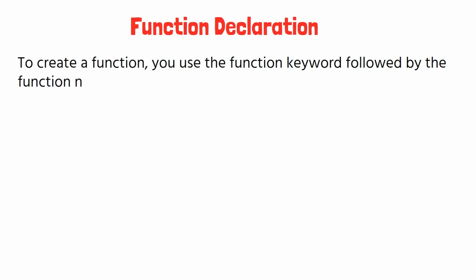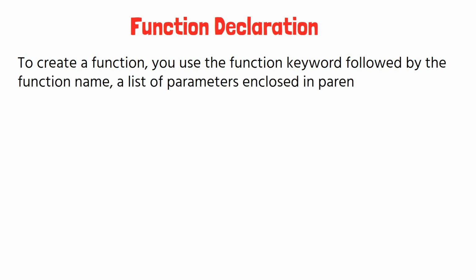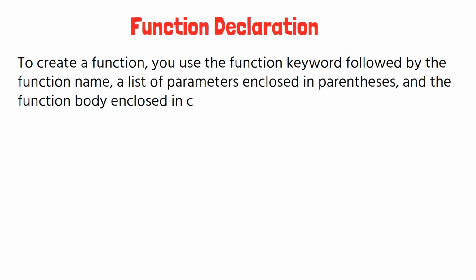Function declaration. To create a function, you use the function keyword followed by the function name, a list of parameters enclosed in parentheses, and the function body enclosed in curly braces. Syntax.